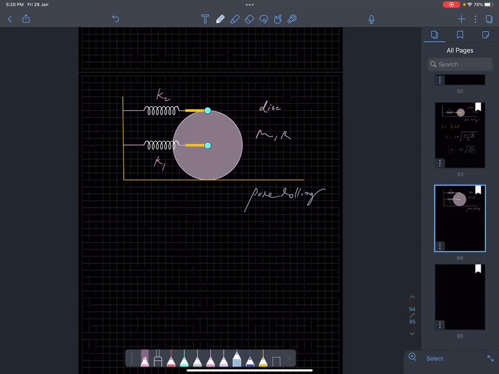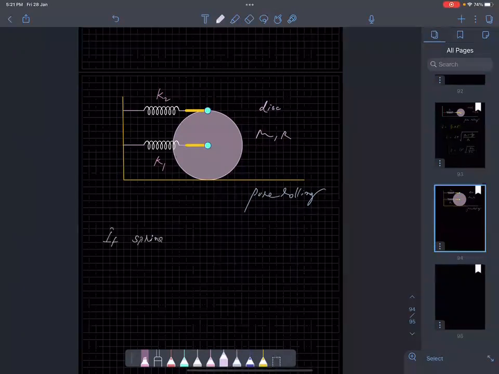Exactly, correct. We saw in pure rolling that the velocity of the center of mass, VCM or VC, at the topmost point will be 2VC. The acceleration of the center will be A, and the acceleration at the topmost point will be 2A. And the bottommost point will be at rest in pure rolling, 0.